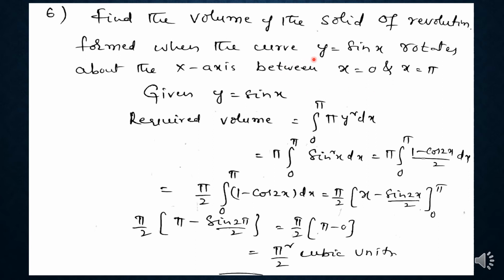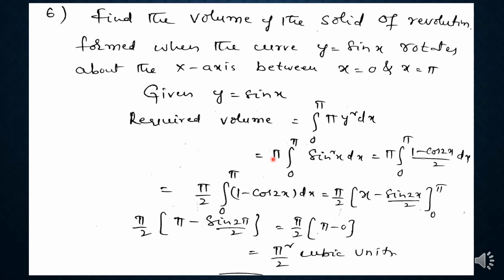The given curve is y is equal to sin x, and the required volume is integral a to b pi y square dx, because this is about the x-axis. We should find the volume about the x-axis, so the formula is integral a to b pi y square dx. The limits are from x is equal to 0 to x is equal to pi, so that is integral 0 to pi. Y is equal to sin x, so y square is sin square x dx.